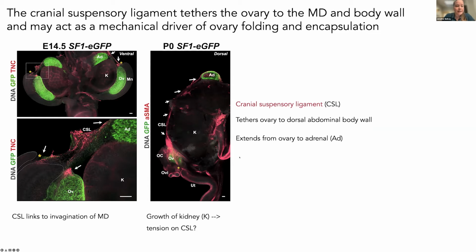And this link is maintained throughout development, where in a neonatal urogenital complex, we still see this cranial suspensory ligament line the entire lateral edge of the kidney between the ovary and the adrenal. And so one possibility is that the growth of the kidney between these two organs exerts mechanical tension on the cranial suspensory ligament, which could be driving ovary folding.